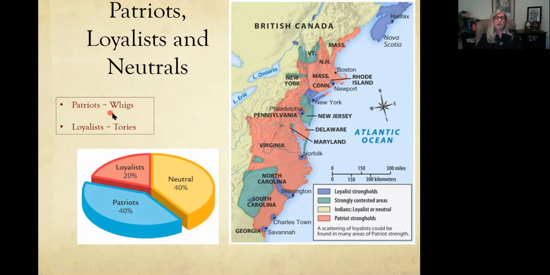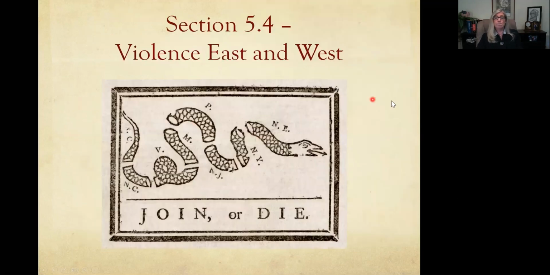There are also a couple of different names that you may encounter. The Patriots sometimes are referred to as Whigs. Same idea. It's kind of like these radicals who want more independence and freedom. And then you've got the Loyalists who remained loyal to the king. They sometimes were referred to as the Tories. So it's the same group of people, multiple different names.